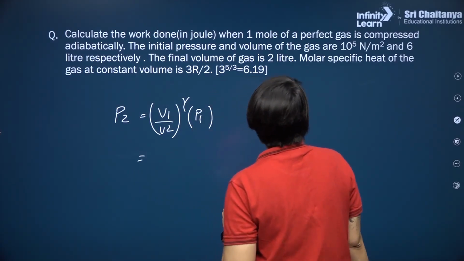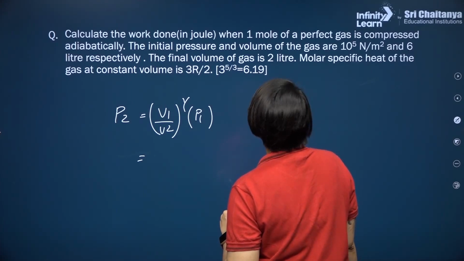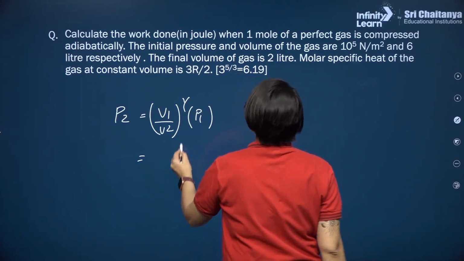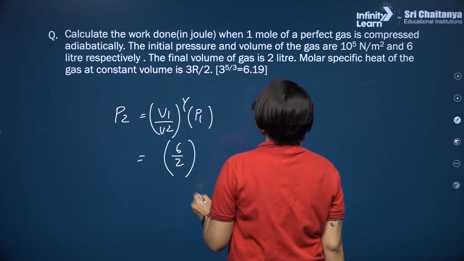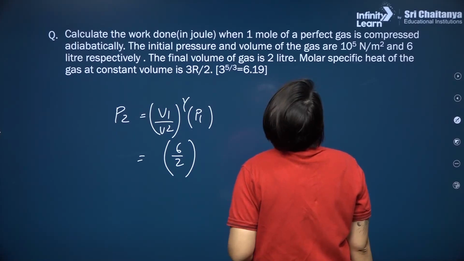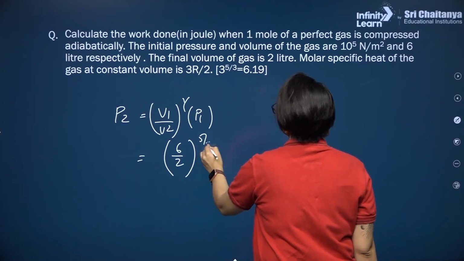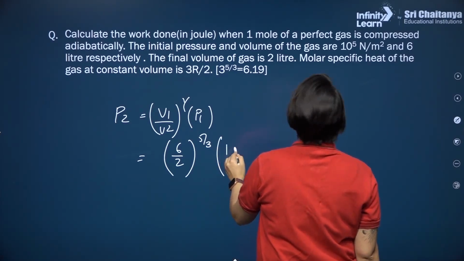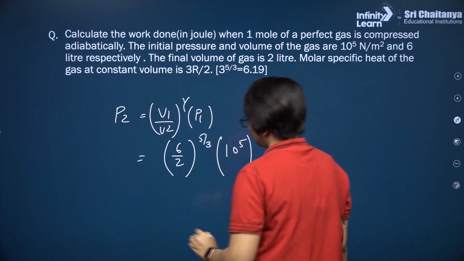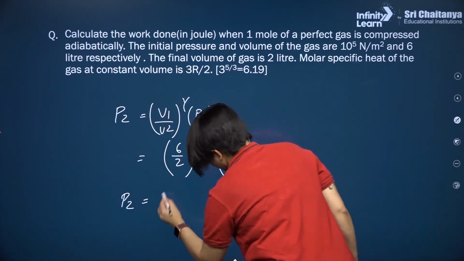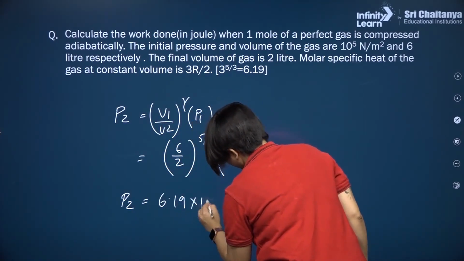So V1 upon V2 is 6 divided by 2, to the power gamma, where gamma is 5 upon 3, and P1 is 10 power 5. So here you will get the value of pressure P2, which is approximately 6.19 into 10 power 5.